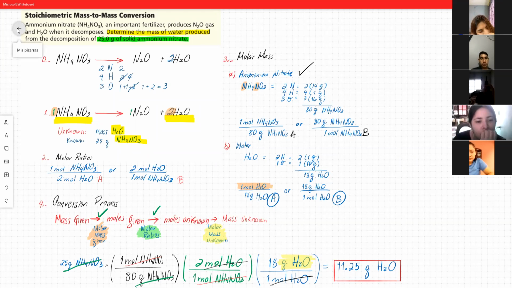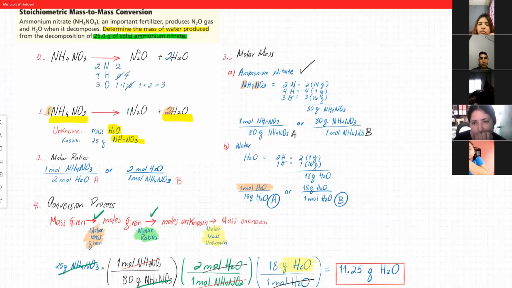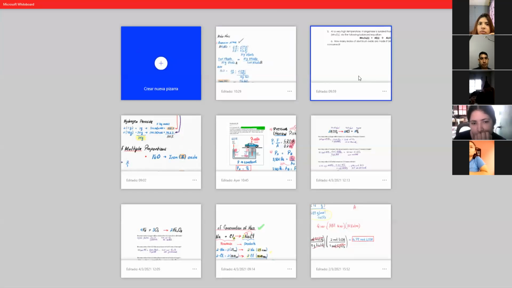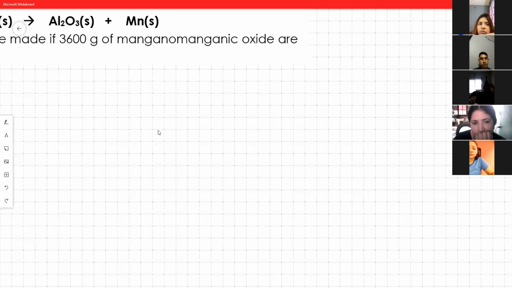Do you have a doubt in any of the procedure? I know it's a long process, but when you get used to it, you will do it very, very fast. So let's continue with this exercise.